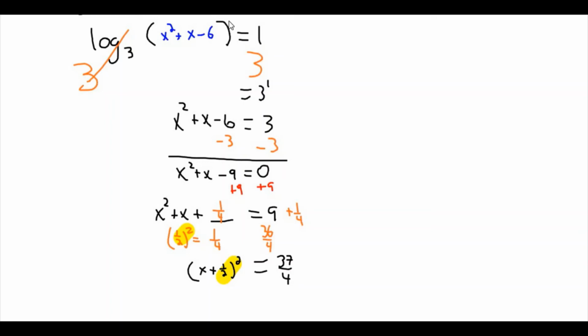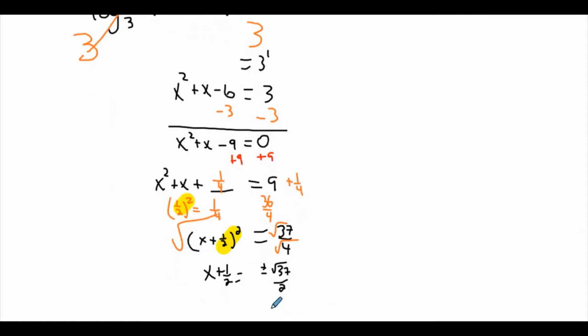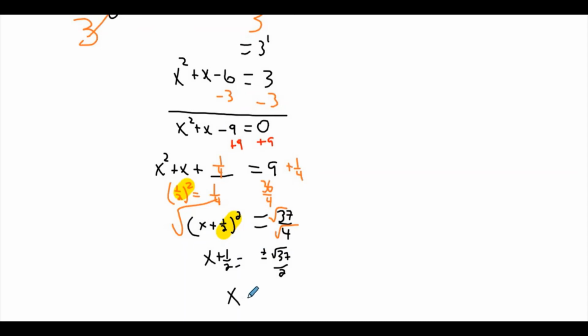So there you go. And then what we're going to do is we're going to take the square root of both sides. Make sure you take the square root of the top and the bottom separately. So we get x plus a half is now equal to plus or minus the square root of 37 over 2, because the square root of 4 is 2. And then I subtract a half on both sides, and I get -1/2 plus or minus the square root of 37 over 2. Again, what I did in my last step is I subtracted a half.